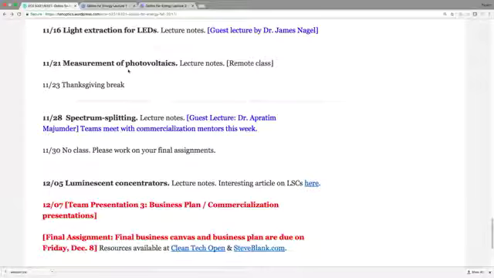November 30th, again, I have a free day here, so you can work on your final assignments. The last lecture is on luminescent concentrators, again something looking forward, some new technologies coming on the horizon. December 7th is the final presentation, which will be on the business plan and commercialization, and the final assignment is due December 8th.